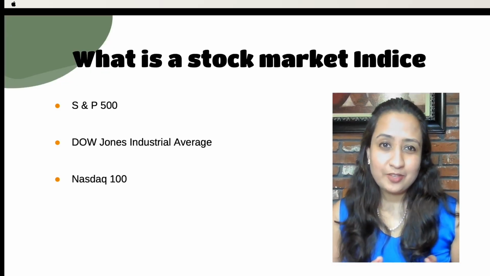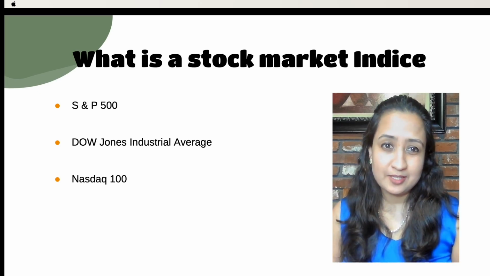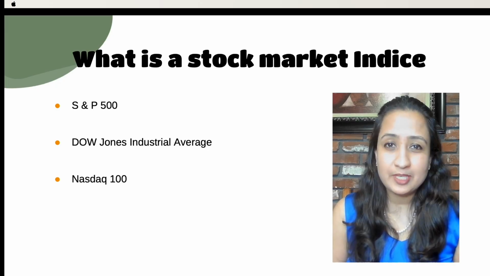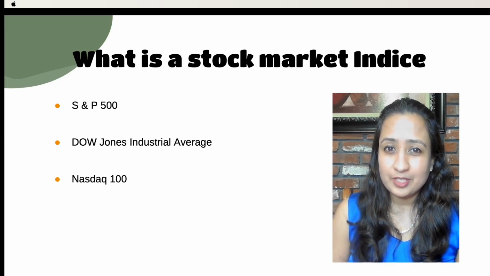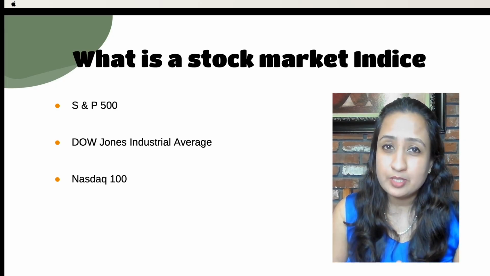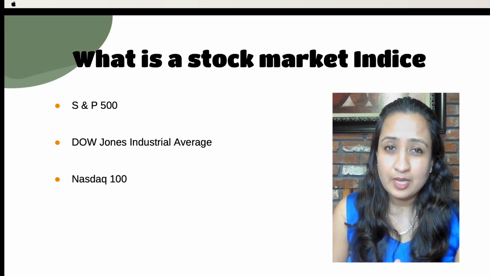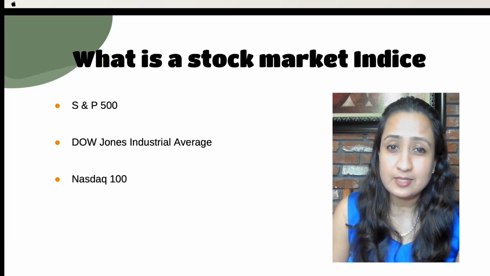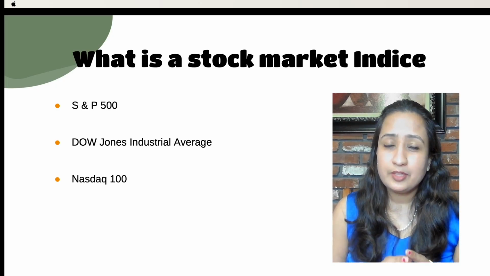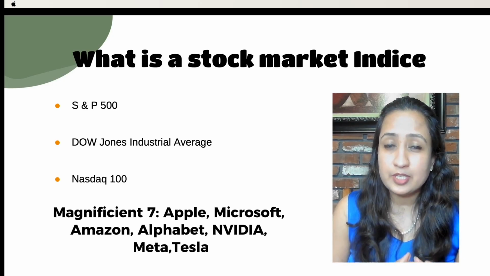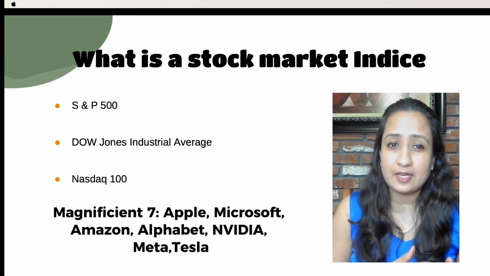So let's look at the three most known stock market indices out there. Firstly, the S&P 500, which is a group of 500 largest publicly traded companies in the US. We then have the Dow Jones Industrial Average, which is also called the DJIA. It tracks 30 blue chip companies known to represent the US economy, and one of the oldest companies like Microsoft, Apple, Disney, and Goldman Sachs. Then we have the technology and innovation companies like the Magnificent Seven, which is represented by the NASDAQ 100.